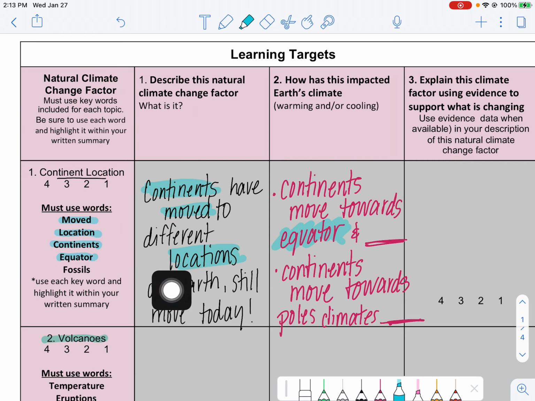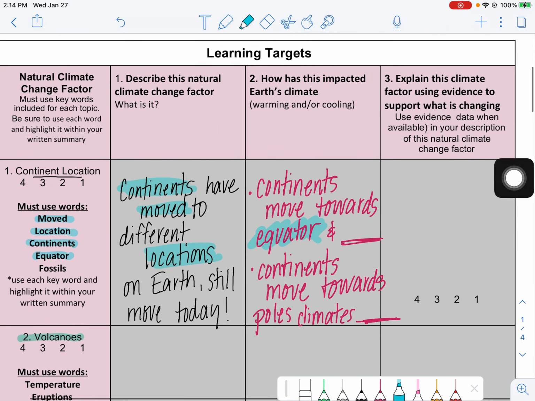So we know continents have moved around the Earth, still moving today. Their climates change depending on where they are relative to the equator. As they move towards the equator, they see a warming or cooling. As they move towards the poles, they see a warming or cooling. So fill in the blanks with warm or cool. Then the last part here is, how do we know?